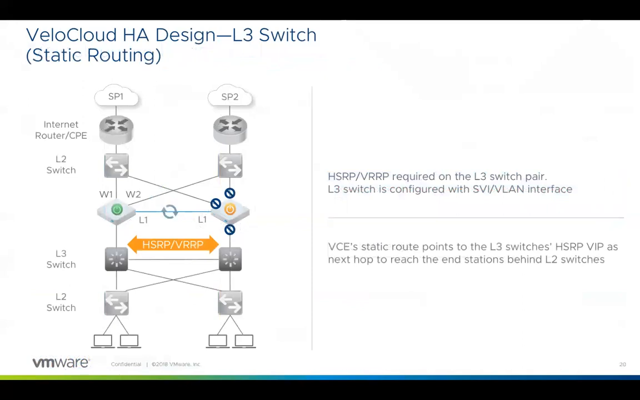If the customer is running HSRP or VRP on the downstream layer 3 switch, then basically, on the VeloCloud edges, for the static routes that are used to route to the local LAN subnets, you would point the next hop at the virtual IP address of the HSRP or VRP of those switches.